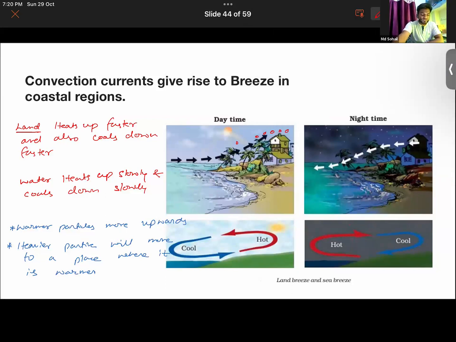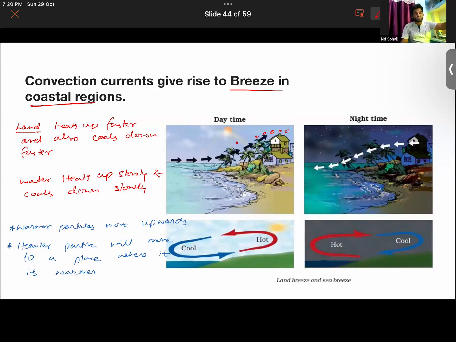Shall we begin with how this convection current gives rise to the breeze that we observe in the coastal areas? Sir, can you give us time to write? Okay, yeah, write this down. Take your time and write this down. Sir, can I say something related to this one? Warmer particles move upwards. Yeah, sure.